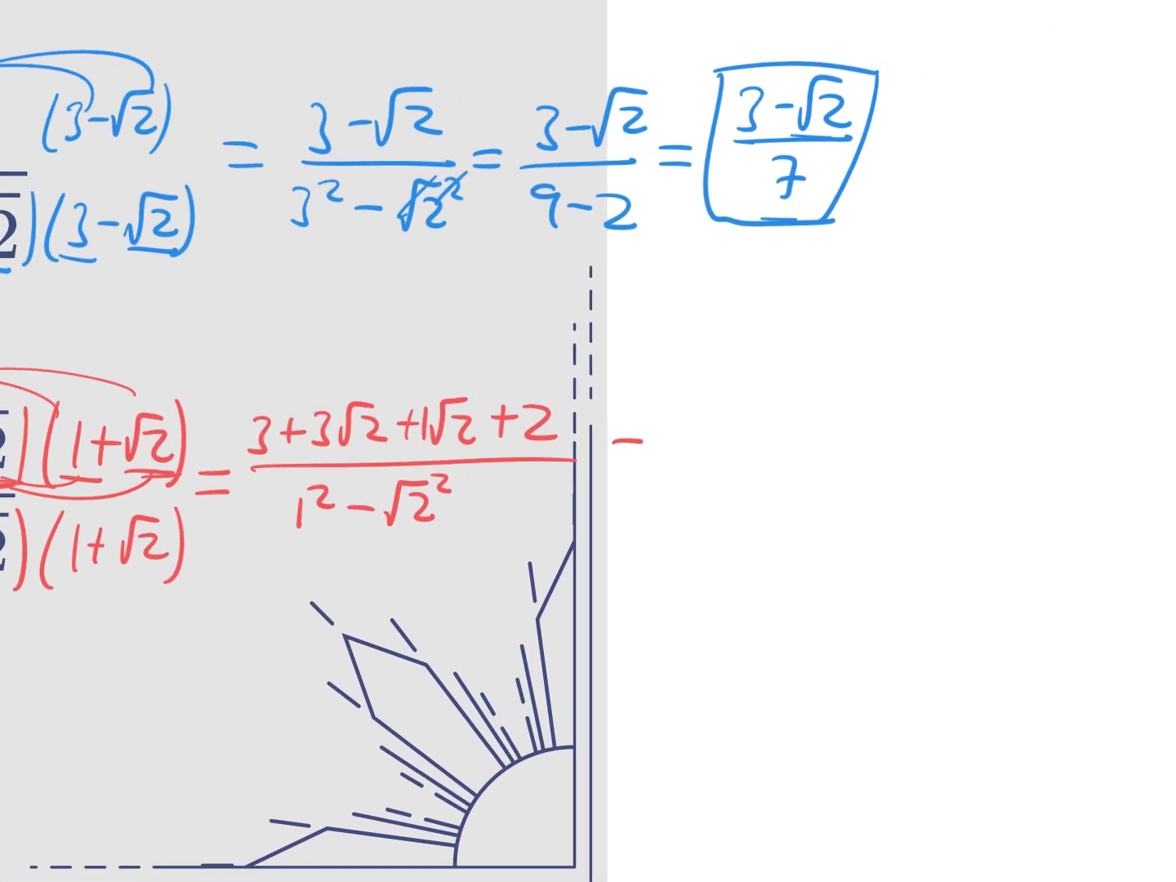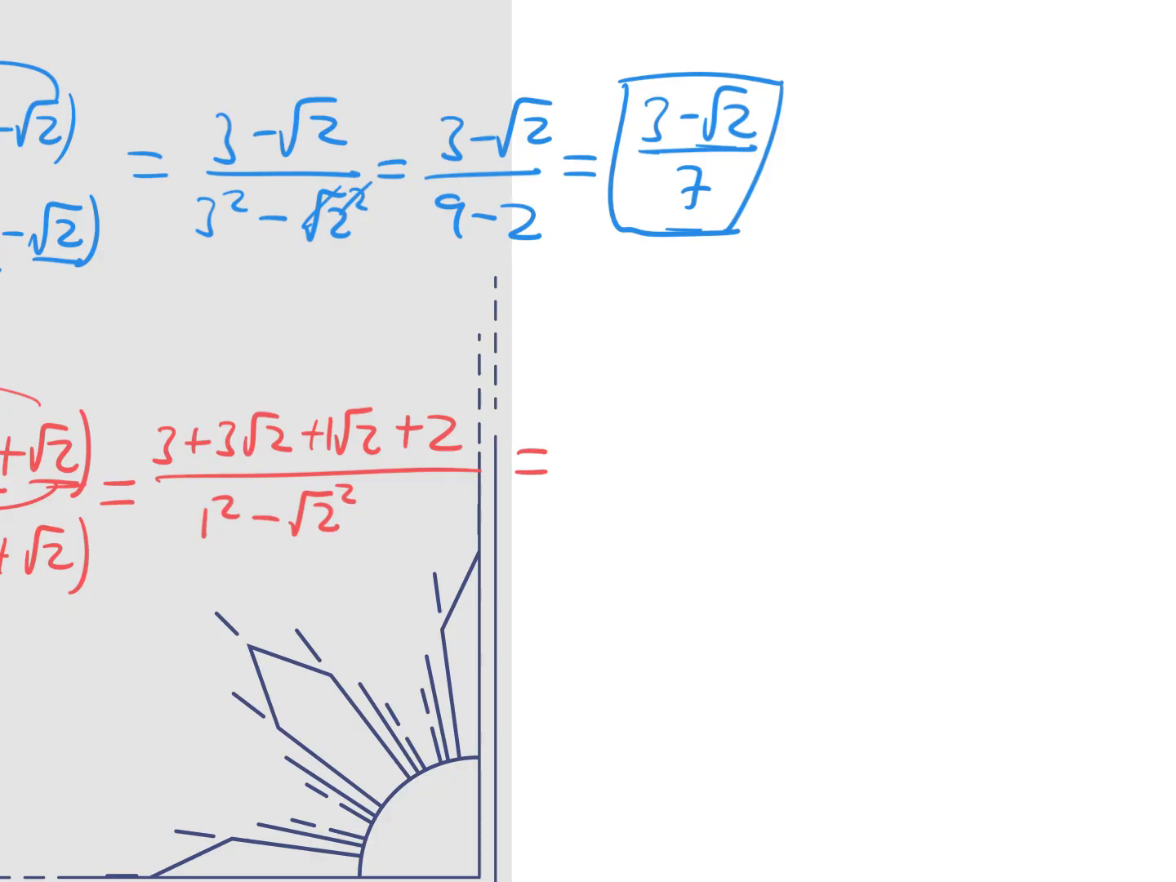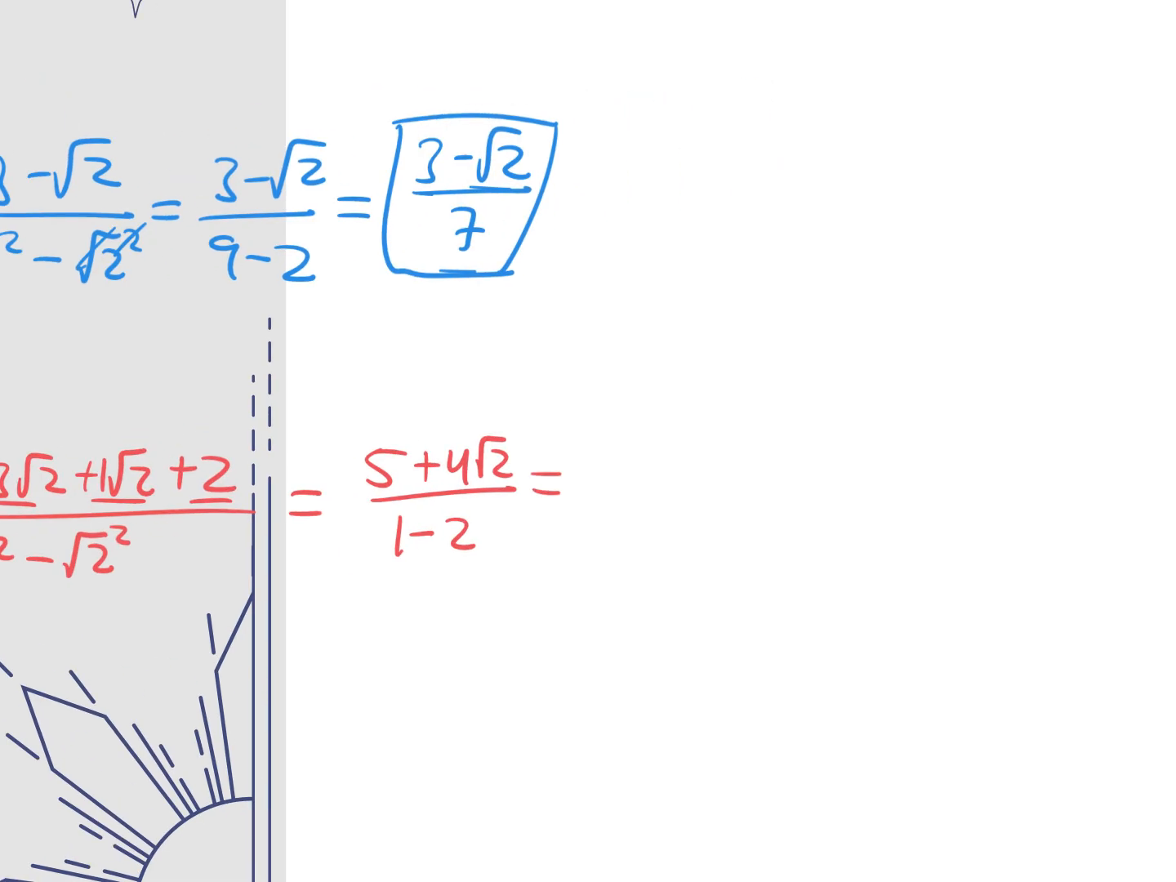All right. And so on the top, it looks like we can simplify. 3 plus 2 is going to get you 5. 3 square root of 2 and 1 square root of 2 is going to get you 4 square root of 2. All right. And on the bottom, 1 squared is 1. Square root of 2 squared is 2. 1 minus 2 is negative 1.